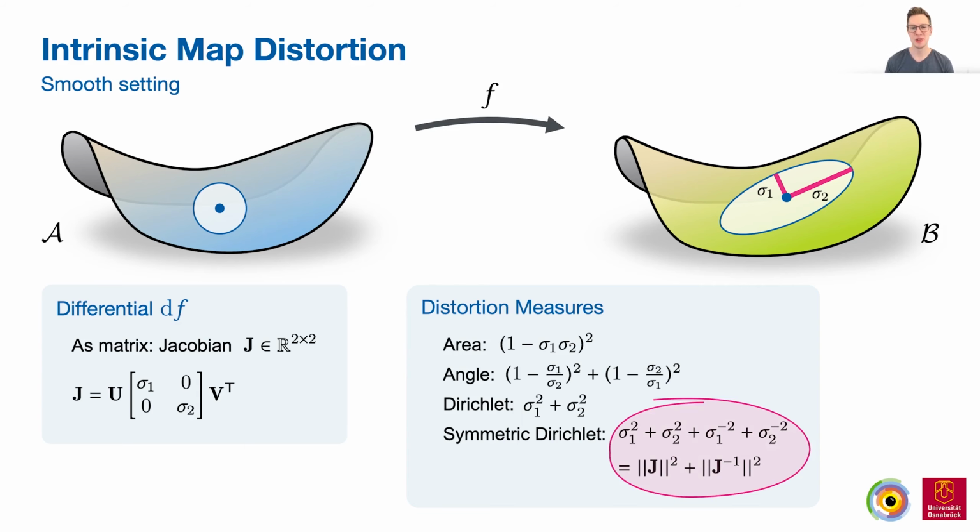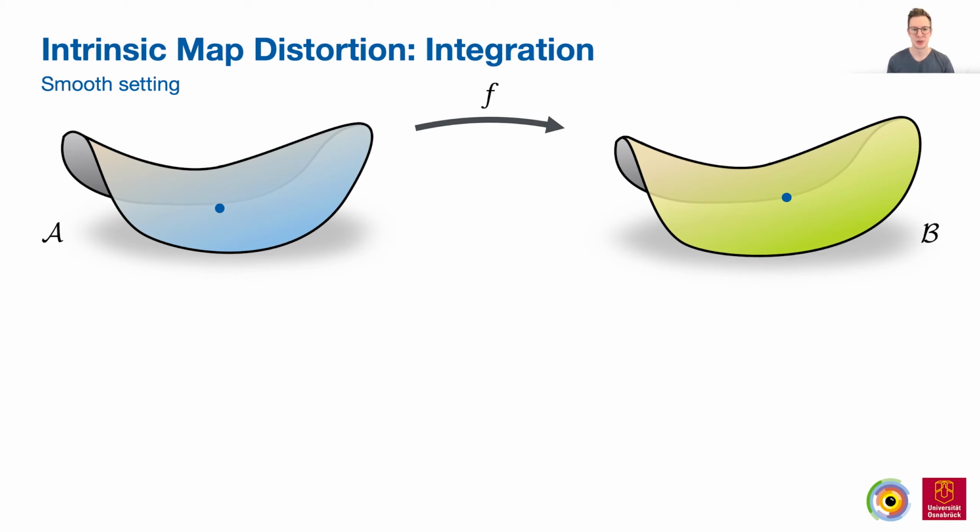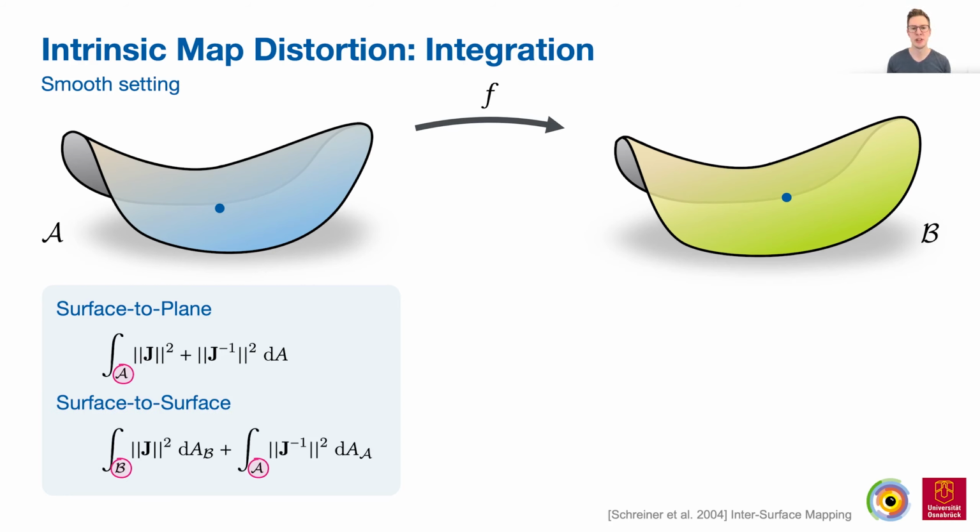In the following, we will keep using this energy as our objective function, but keep in mind that other measures based on the map Jacobian can be used as well. Now, no matter which option we chose, what we now have is a pointwise distortion measure. And to measure the overall distortion of the entire map, we need to integrate it over a surface. Which surface we choose as integration domain, that's another choice we have to make. In the surface to plane case, one often integrates over the source surface, because this remains constant throughout the optimization. In the surface to surface case, some literature proposes to integrate both individual Dirichlet terms over their respective target domain.